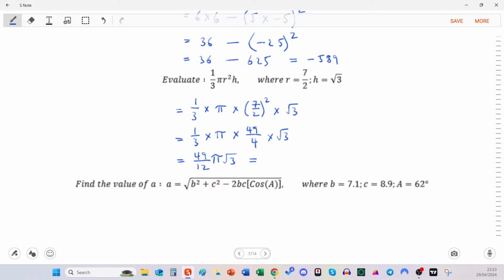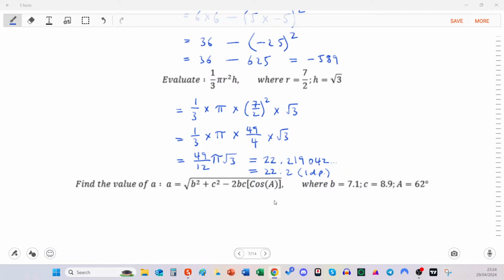But we're going to put it in a calculator and see what we get. Root 3. So as a decimal, this thing is 22.219042, etc. And we can round that to something sensible, like 22.2 to 1 decimal place.